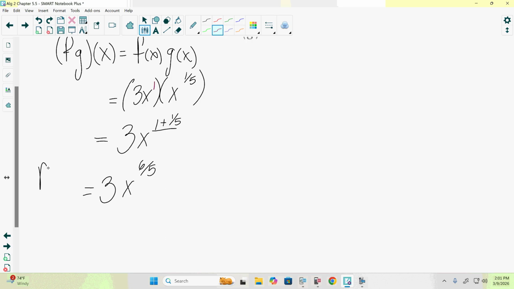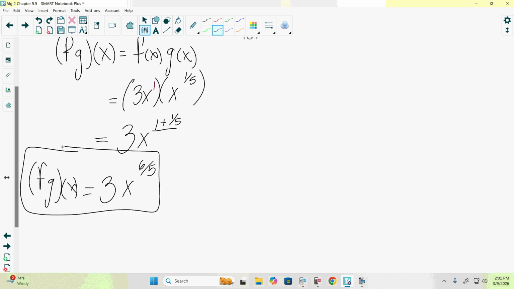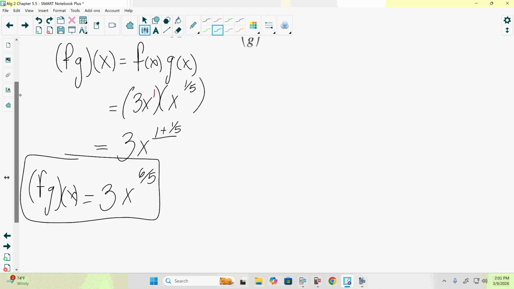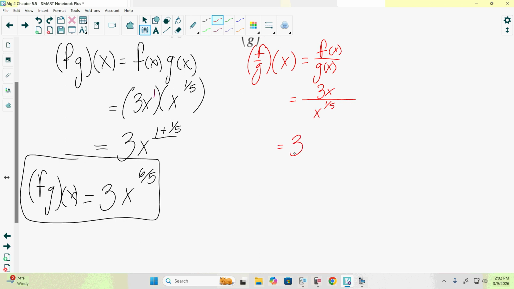So our product, f times g of x, is 3 times x to the 6/5. For our quotient, f divided by g of x would be f of x over g of x. f of x is 3x. So we have 3x over x to the 1/5.